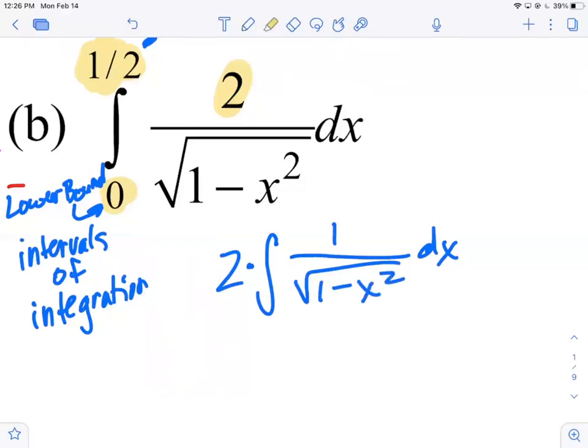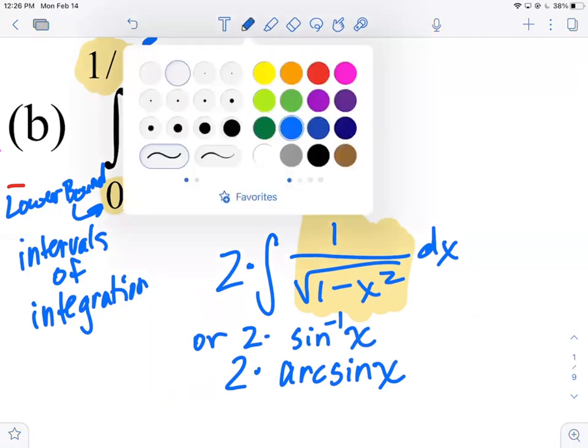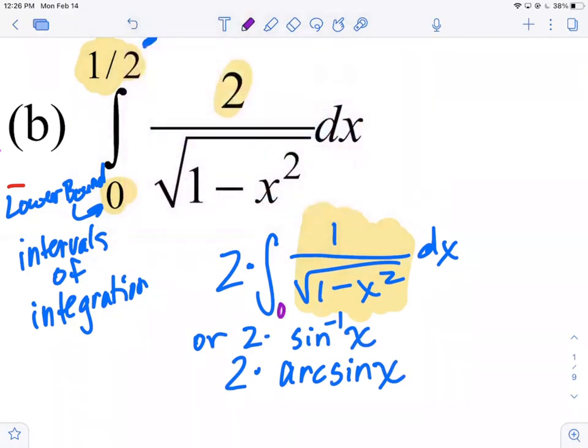And now you're like, oh yeah, what's up, Mr. Derivative of what? Arc sine. Yeah. So the 2 goes along for the ride, and this becomes arc sine of x, or of course it could be inverse sine of x, either one. And it's a definite integral. So make sure if you're working straight down, you keep the intervals of integration intact. And then once you find the antiderivative, you write the intervals of integration on the back end here.